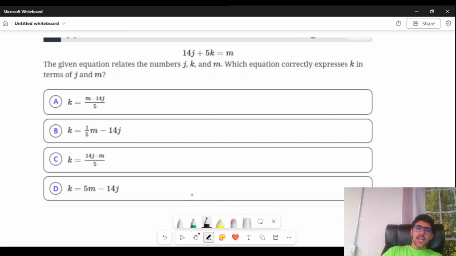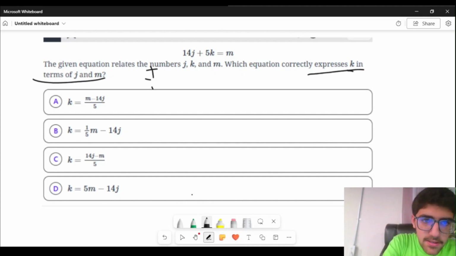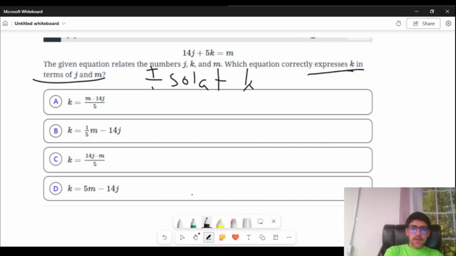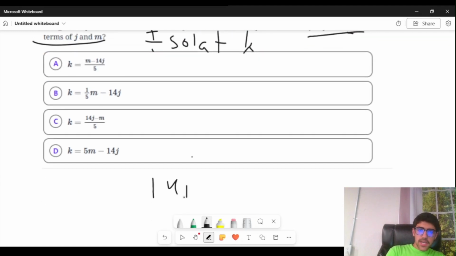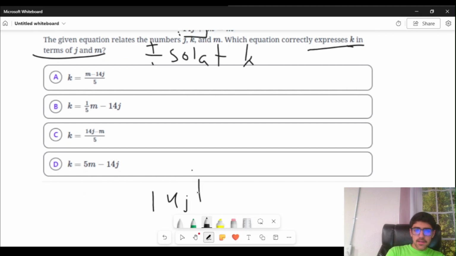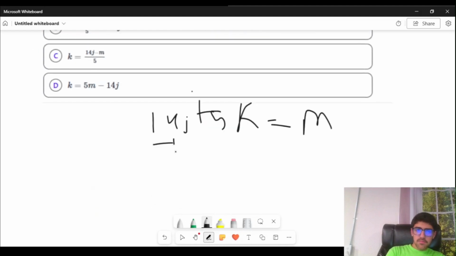So the given equation relates the numbers j, k, and m. Which equation correctly expresses k in terms of j and m? So this just tells me to isolate the constant k. So how to do that? Okay, first thing, let's just remove the addition. So I'm just going to rewrite it down here. 14j plus 5k is equal to m. So subtract 14j from both sides, because we're trying to isolate the k, minus 14j.